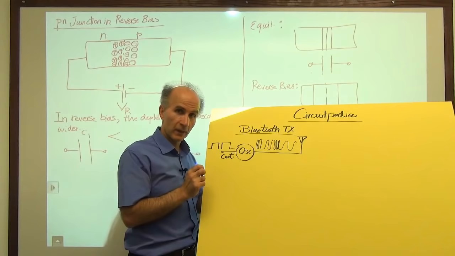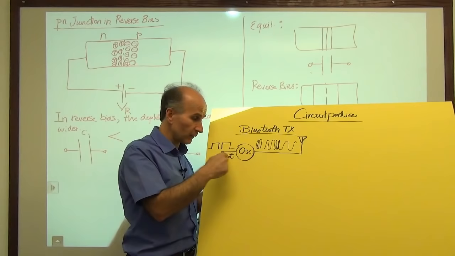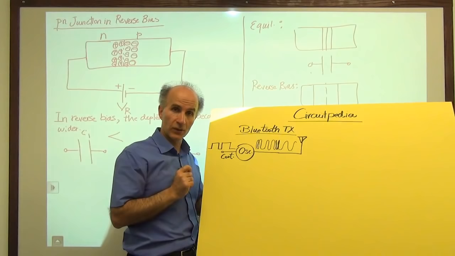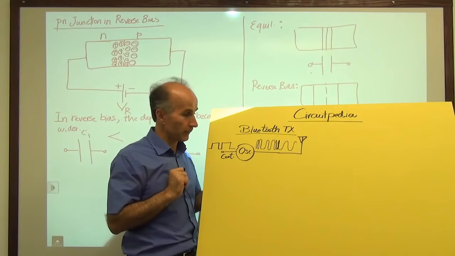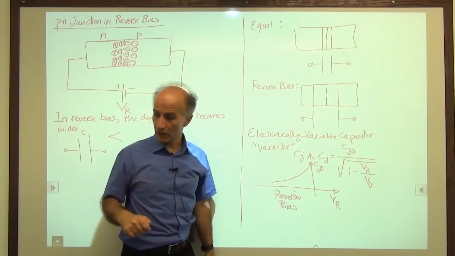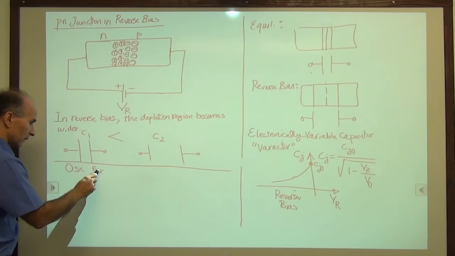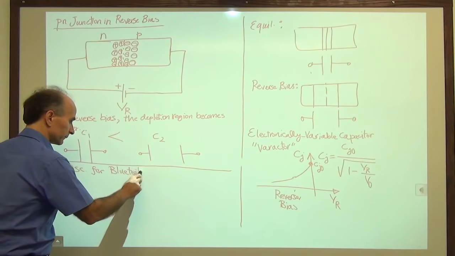So something inside this oscillator must be sensitive to voltage, so that when the voltage goes from 0 to 1, it changes the value of that device inside the oscillator, and when that changes, the frequency of oscillation changes. And that's where a varactor comes into the picture. So in order to build an oscillator for Bluetooth or for many other applications, this is what we would do. So let me just draw that here. I have some room. So oscillator for Bluetooth. Okay, so what we are looking for is, here's the oscillator.